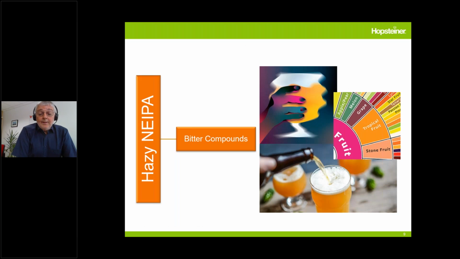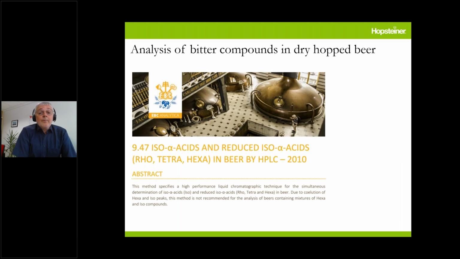Now let's talk in detail about the composition of the bitter compounds. I have only one slide regarding the analysis, because in 3 weeks I have another talk here in the Hopsteiner webinar on the analysis of dry hop beers and which methods are suitable. I will go into more detail then.